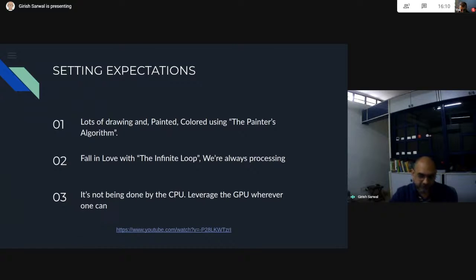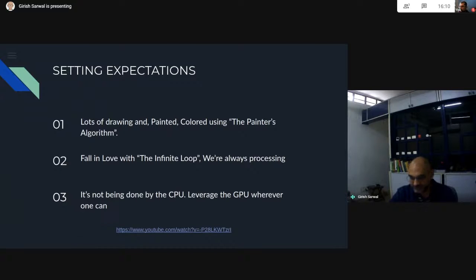The infinite loop essentially means that we're always processing. Now, this might come as a surprise for people coming in from IT backgrounds, where we always have an event, and you handle an event, and then you process things on that event, and things are hunky-dory. But when you're writing games, you're essentially always processing.